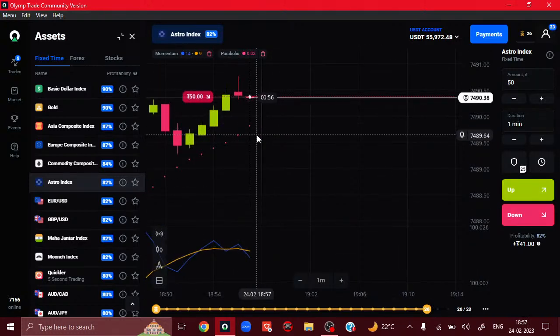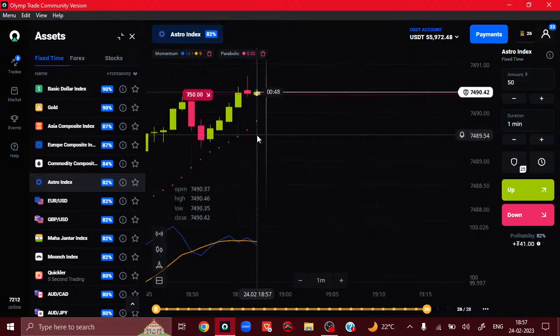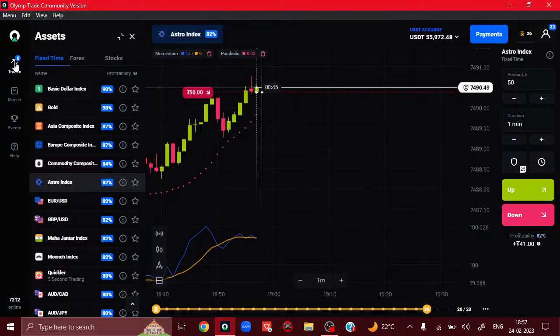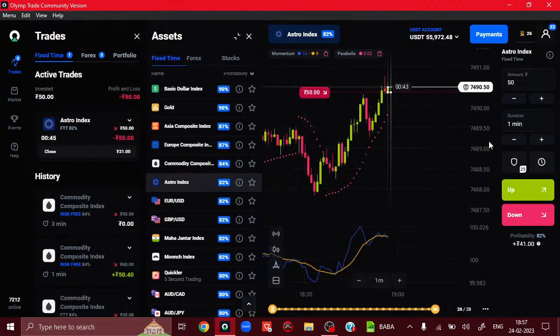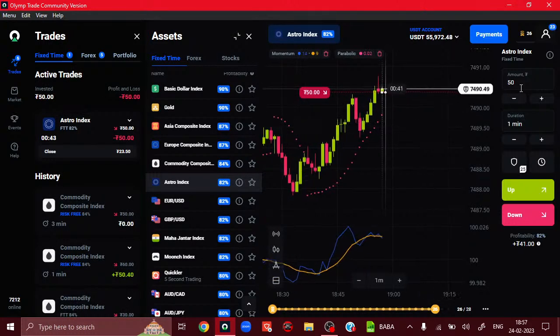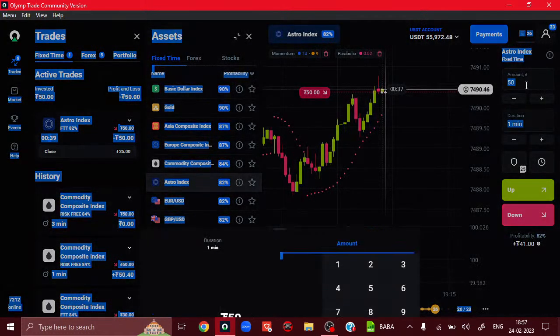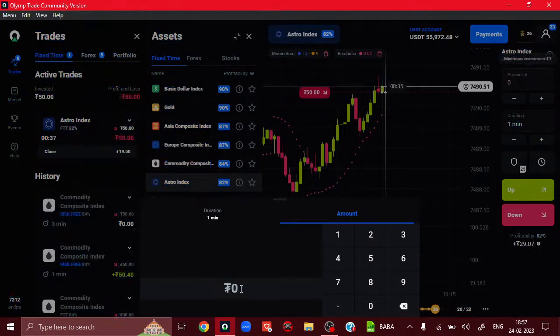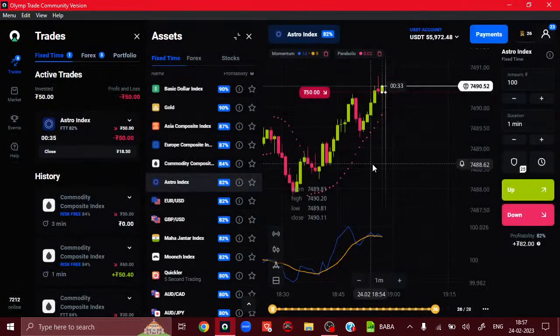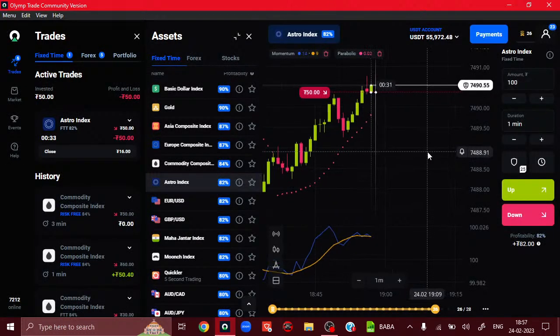The previous trade we lost for $50, but it was a risk-free trade, so we did not suffer any loss. So again I am trying with the same amount, 50 USD. If we lose this trade, in the next trade I will use the martingale principle. But first let us wait for this trade to close.